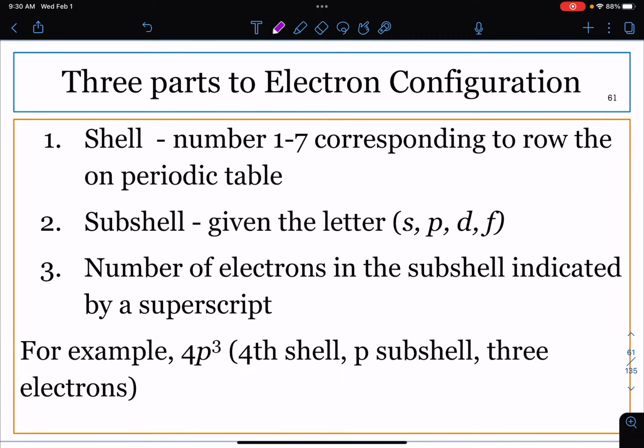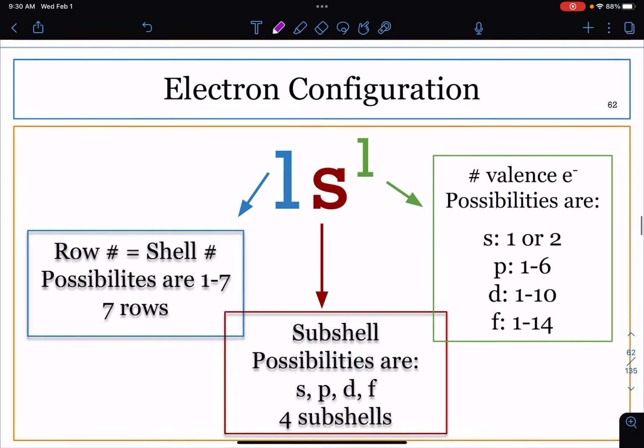The first step, we have the shell, so that is a number 1 through 7 corresponding to the row on the periodic table. Then we're going to use a subshell, any one of the 4 letters, and then we will indicate with a superscript, kind of like an exponent, the number of electrons in the subshell. So it looks like this.